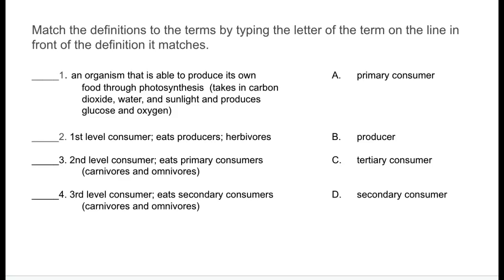Number 1, an organism that is able to produce its own food through photosynthesis. It takes in carbon dioxide, water, and sunlight and produces glucose and oxygen. Number 2, a first-level consumer. It eats producers, and they are herbivores. Number 3, a second-level consumer. It eats the primary consumers, and they are carnivores and omnivores. And number 4, a third-level consumer. They eat secondary consumers, and they are carnivores and omnivores.